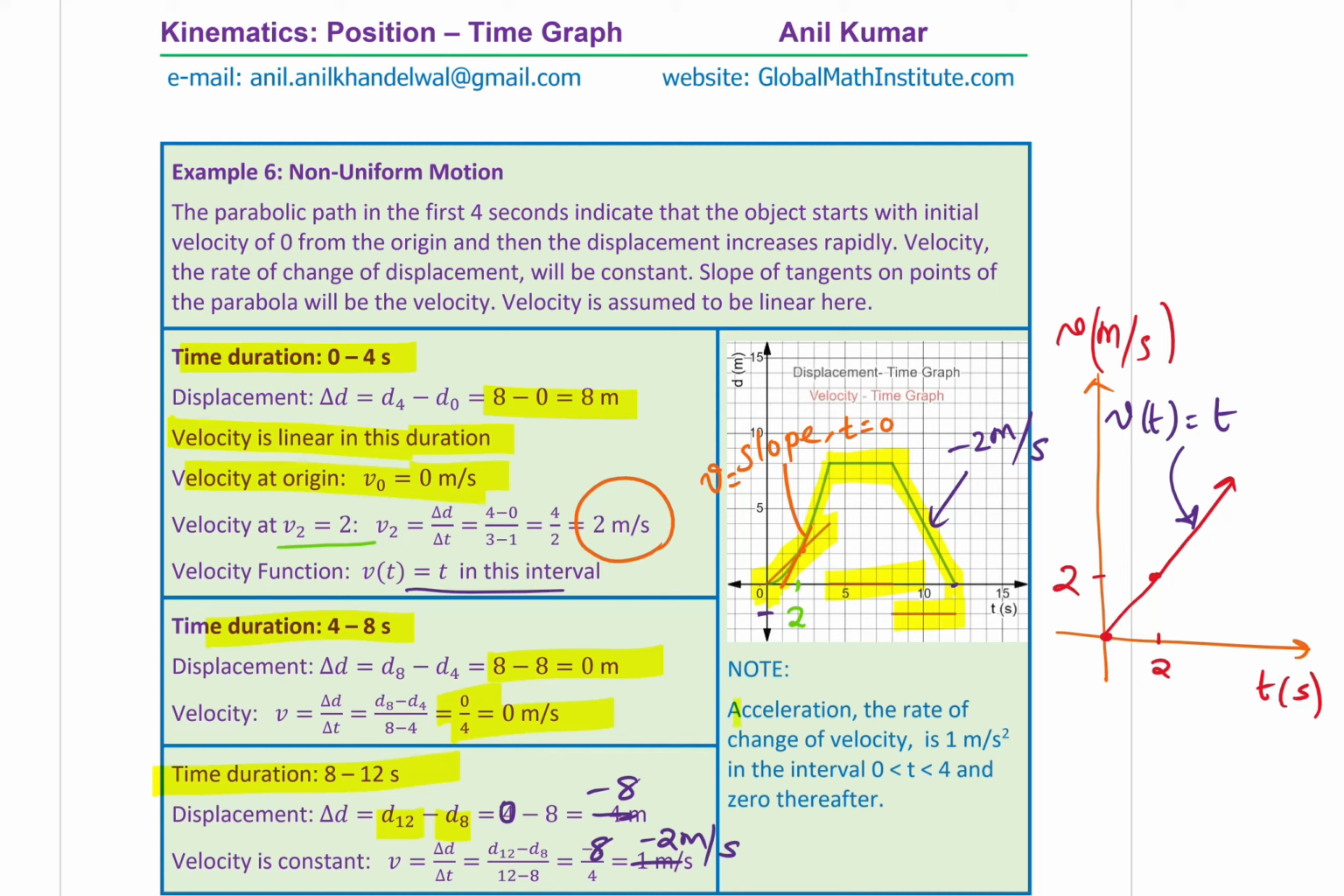Now you can notice that the acceleration, the rate of change of velocity, is 1 meters per second squared in the interval 0 to 4, which is from the equation of the velocity graph, right? After that, the acceleration is 0. So the only acceleration is in the first 4 seconds, which is 1 meters per second squared. I hope this concept is absolutely clear. We have taken one part of the curve where the rate of change is nonlinear.